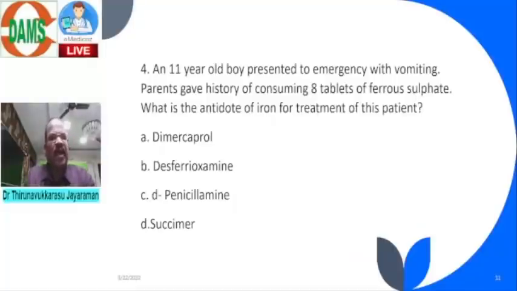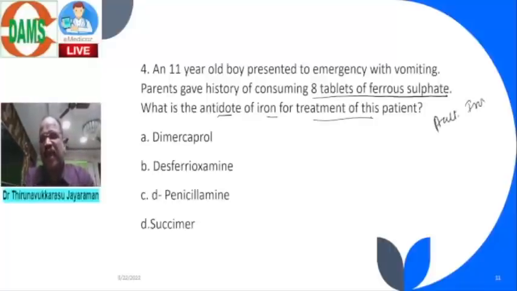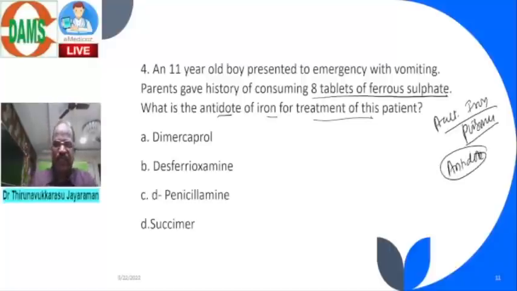Next. An 11-year-old boy presented to emergency with vomiting. Parents gave a history of consuming 8 tablets of ferrous sulfate. What is the antidote for iron in this patient? The patient had acute iron poisoning. Acute iron poisoning. This is a very straight question. For treating acute iron poisoning, we have an antidote. The antidote for iron poisoning will be desferrioxamine. Option B is the right answer.